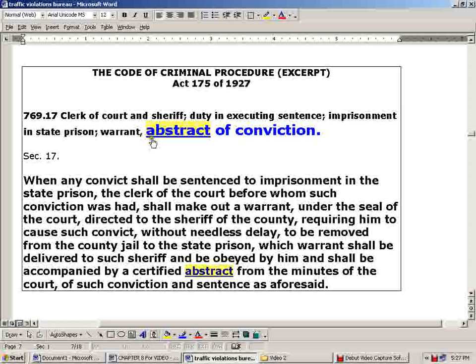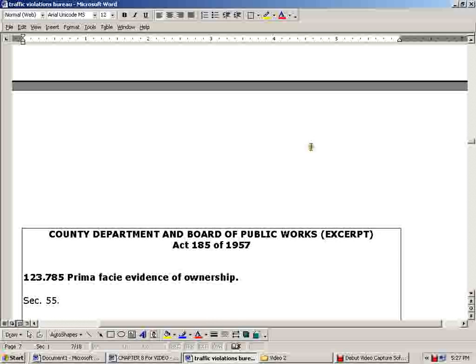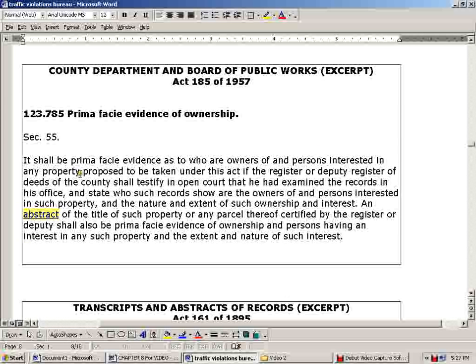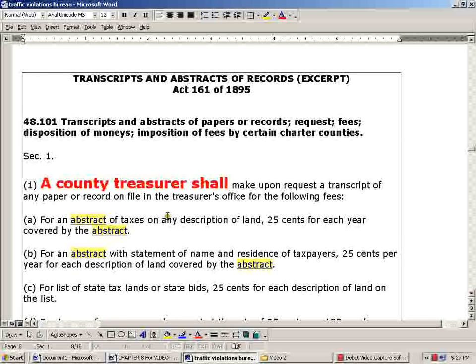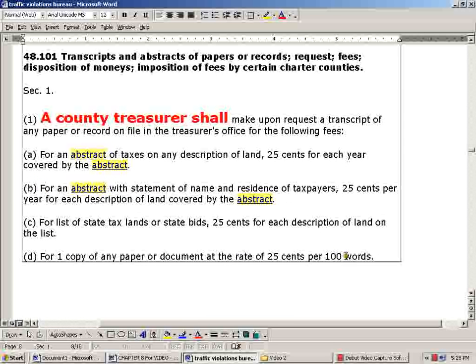Well, it looks like we also have things called abstracts of convictions. Now, I haven't dug into that too deep, but just looking at some of the other things there are abstracts for, right? You got abstracts for title of property. Now, here's one. If you have a tax problem, you can go to the county treasurer, who shall make upon request a transcript of any paper or record on file in the treasurer's office for the following fees. An abstract of taxes and any description of land, 25 cents per year. An abstract with statement of name and residence of taxpayers, 25 cents a year, right? So you should be able to go to the county treasurer. If they say you owe taxes, say, well, I want to have an abstract. Give me an abstract of the taxes I owe.